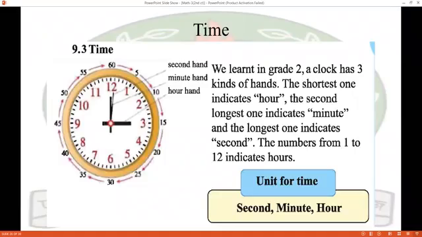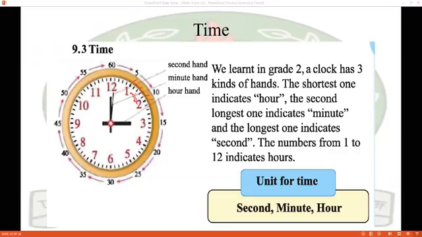We know the clock has 12 large partitions. This is number 1, 2, 3, 4, 5, 6, 7, 8, 9, 10, 11, 12. Between every partition, from 1 to 2, there are 5 small partitions: 1, 2, 3, 4, 5. These are the minutes partitions. This is the hour partition.